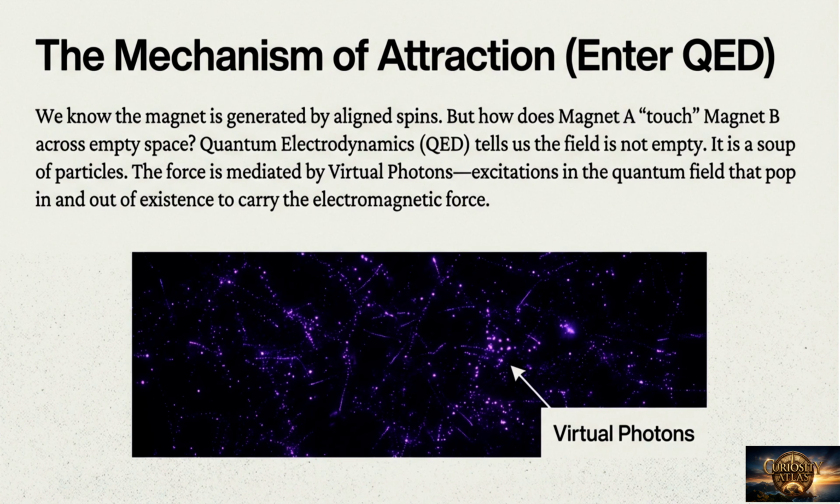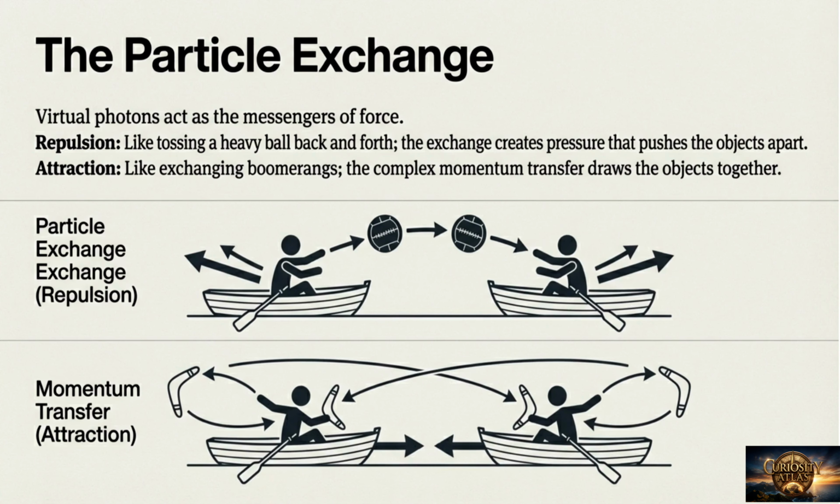We know magnetism is generated by aligned spins, but how does the force transmit across empty space? Quantum electrodynamics, or QED, explains that the force is mediated by virtual photons, which are excitations in the quantum field that carry the electromagnetic force. Virtual photons are the messengers of force.